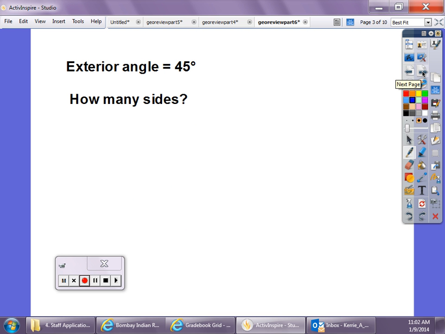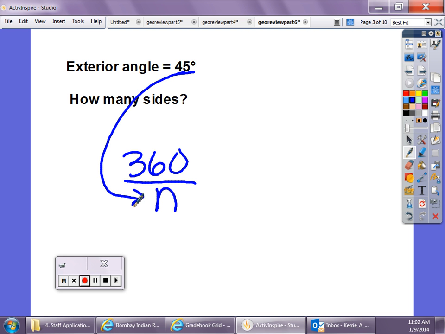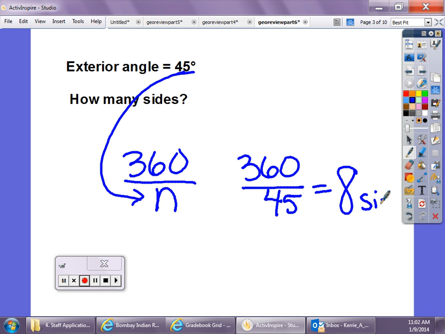I am on number 53. They told me the exterior angle and want to know how many sides. 360 because of exterior divided by n. This time, instead of number of sides, I'm going to replace n with the angle. So 360 divided by 45 gives me 8. So 8 sides.